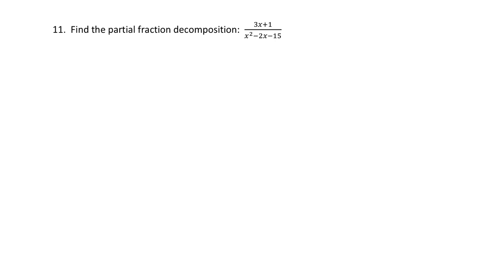Partial fractions were from section 6.7 in Unit 4. First thing we need to do is look at the denominator in factored form, because remember the number of partial fractions is determined by the number of factors in the denominator. So factor it to x minus 5 and x plus 3. Since there's two factors in the denominator, we're going to have two partial fractions.